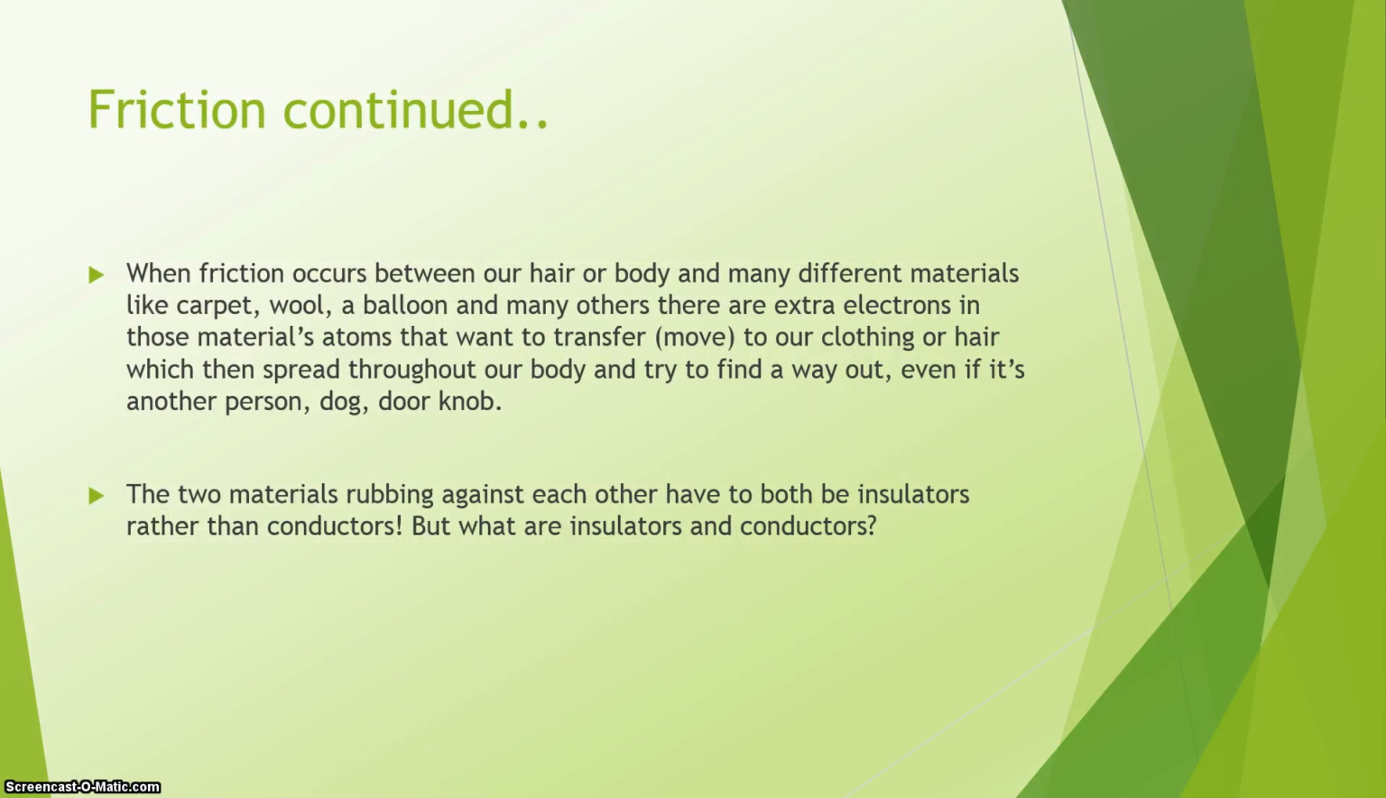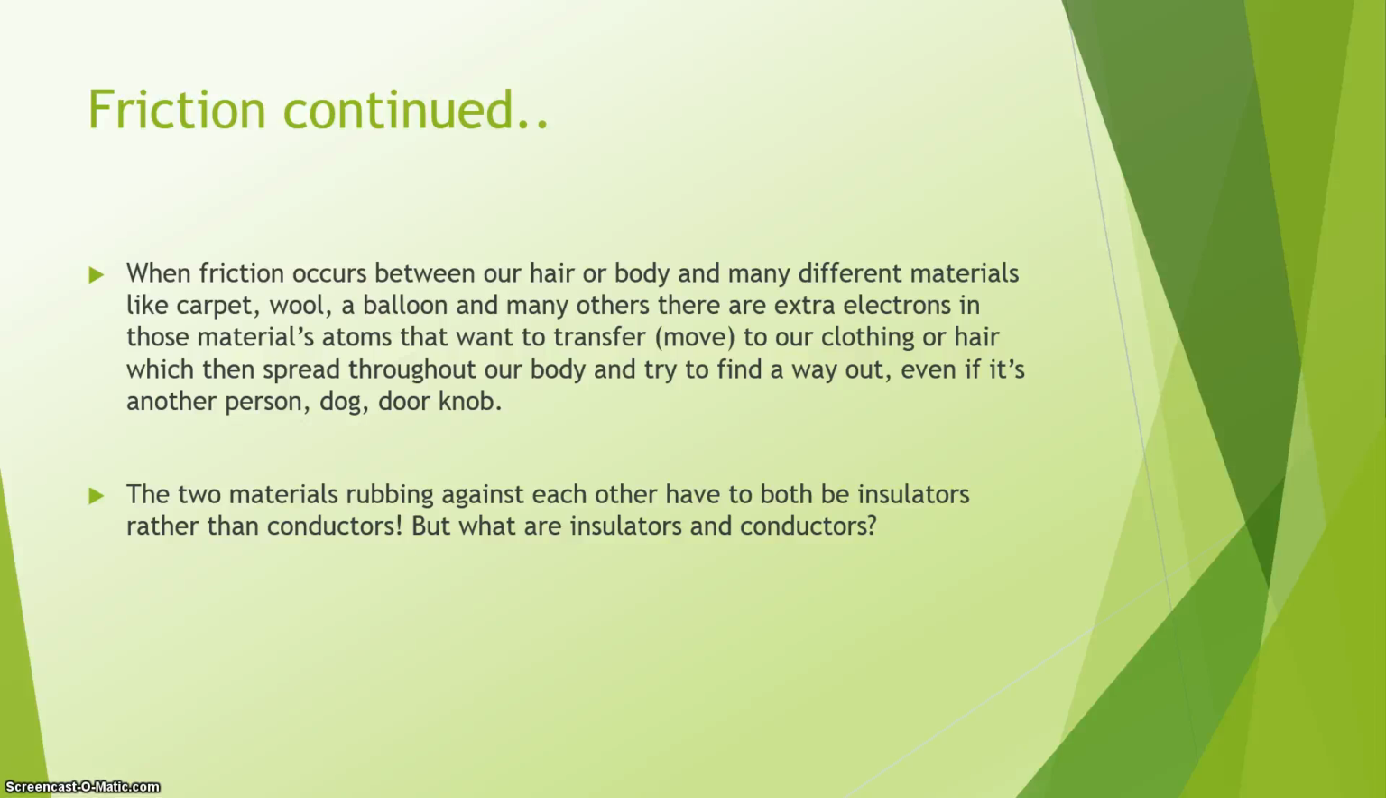So when friction occurs between our hair or body and many different materials like carpet, wool, a balloon, and many others, there are extra electrons in those materials, the carpet, wool, balloon, that want to transfer or move to our clothing or hair, which then spread throughout our body and try to find a way out. Even if it's another person, dog, doorknob, that's why we can zap all sorts of different things.